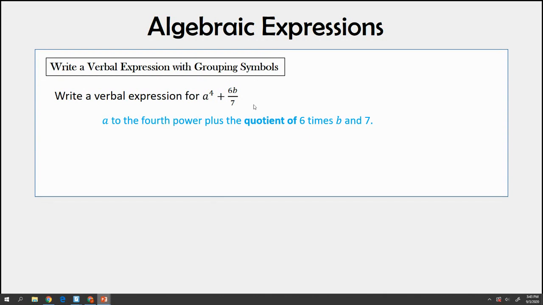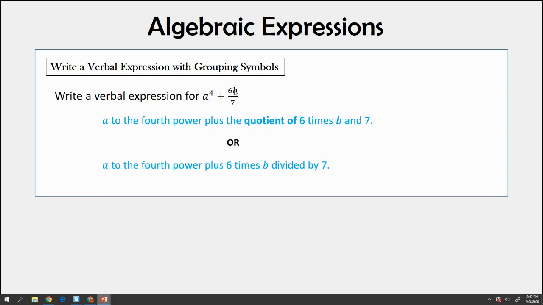Okay, for example, a verbal expression. To write this out, it's a to the fourth plus. Now notice here, a to the fourth power plus, they say the quotient of. By saying the quotient of, they're telling you that the next two things are divided. The quotient of 6 times b and 7. That means 6 times b is the numerator, 7 is the denominator. Quotient is division. That's what a fraction bar is, division. 6b divided by 7. So this is one way to write it.